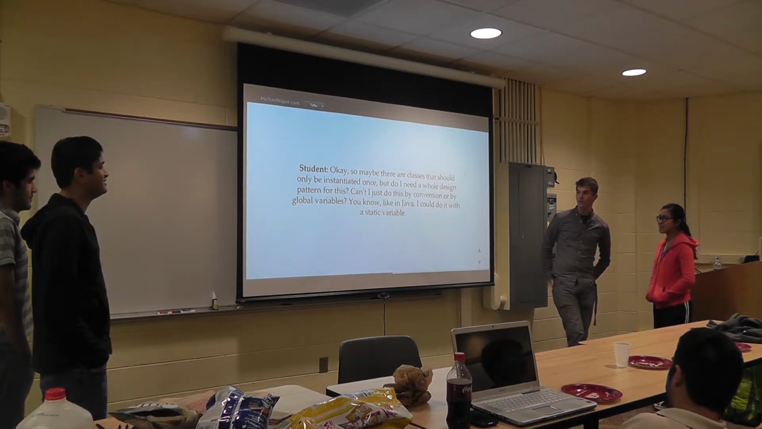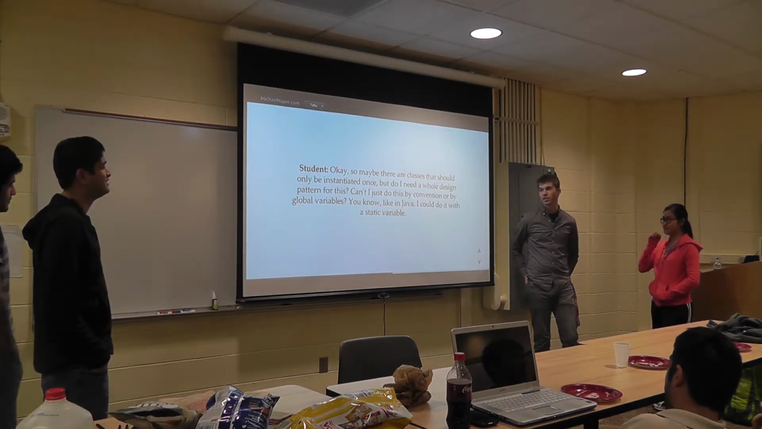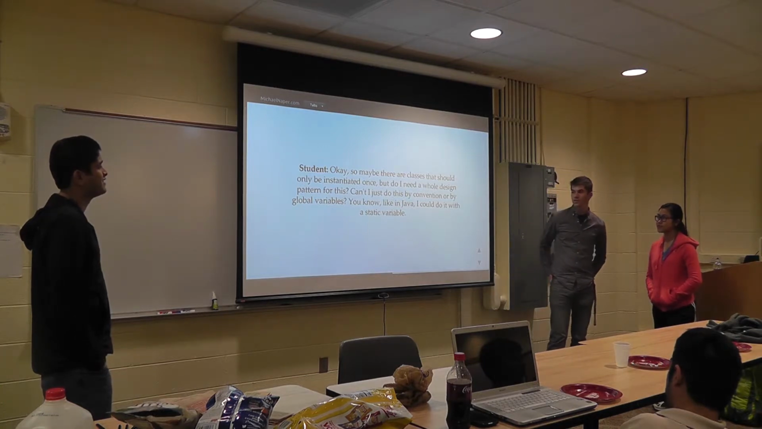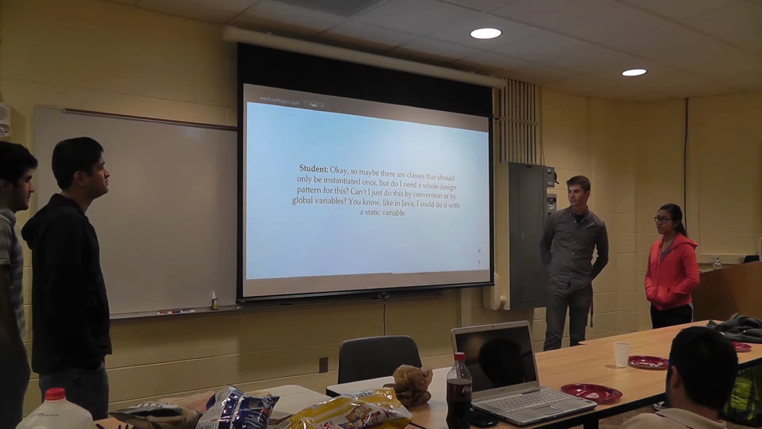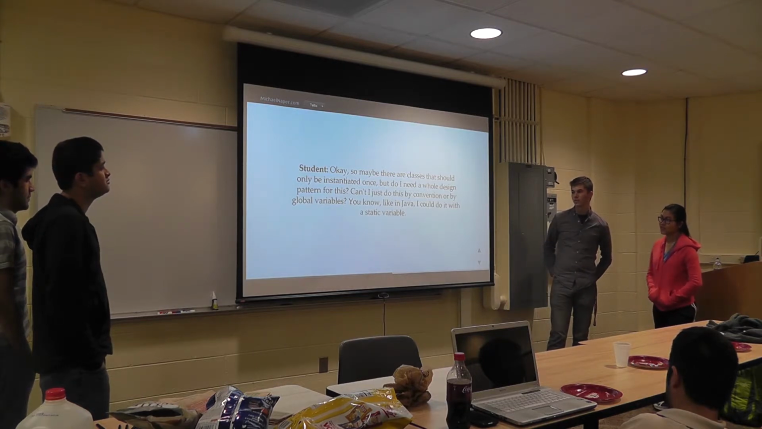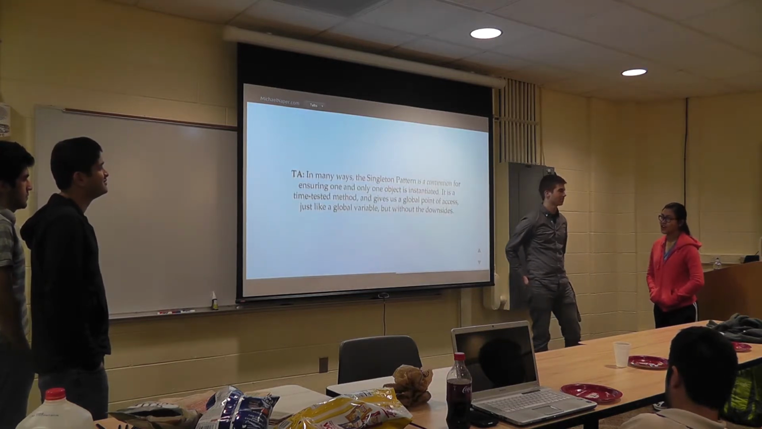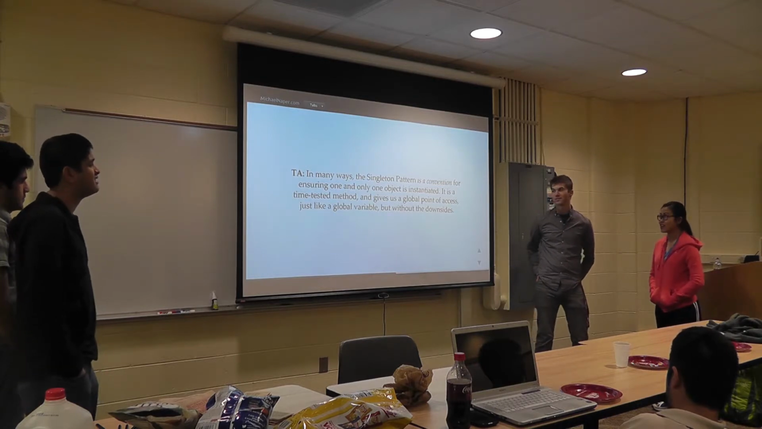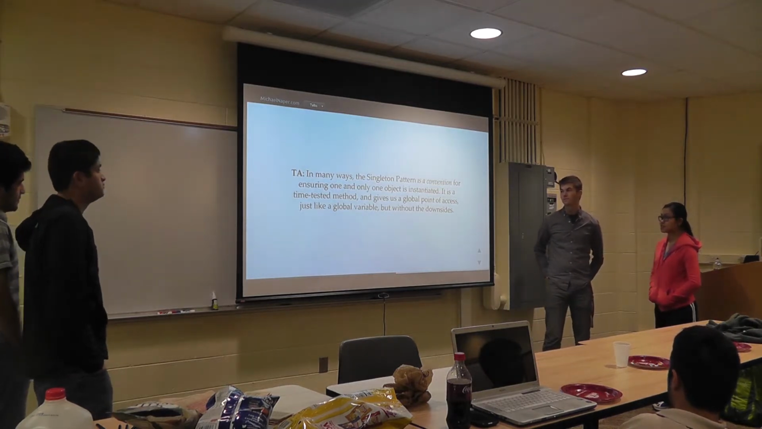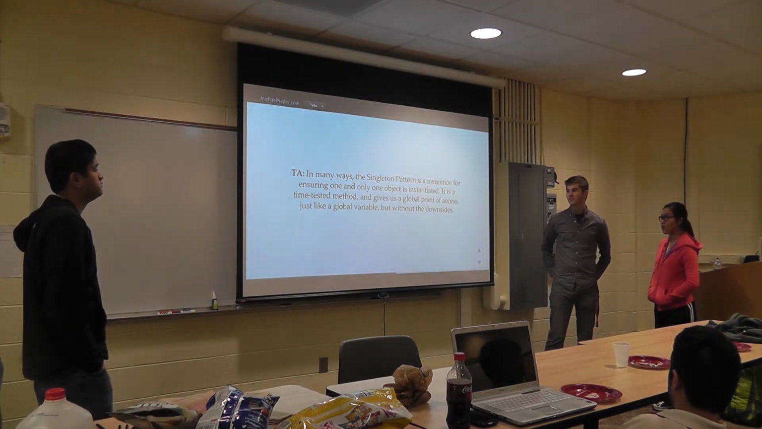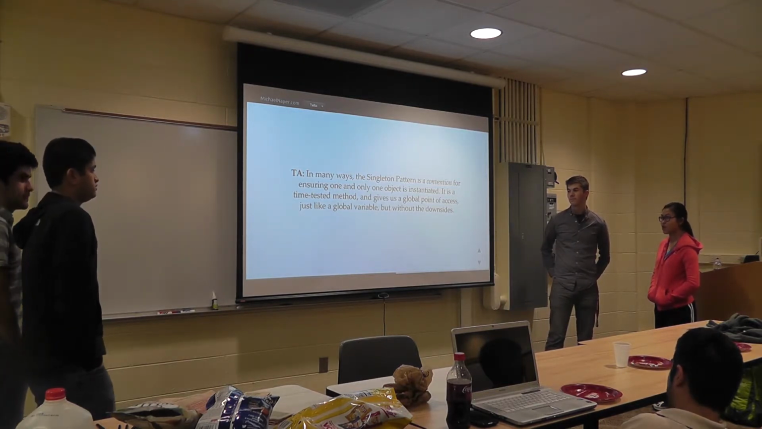Okay, so maybe there are classes that should only be instantiated once, but do I need a whole design pattern for this? Can't I just do this by convention or by global variables? You know, like in Java, I could do it with a static variable. In many ways, the singleton pattern is a convention for ensuring one and only one object is instantiated. It is a time-tested method and gives us a global point of access, just like a global variable, but without the downsides.